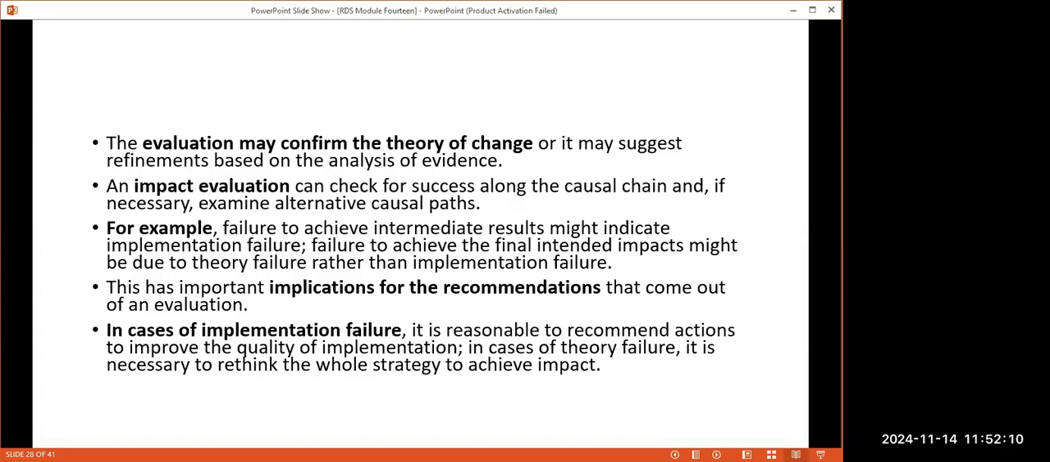Now, the evaluation may confirm the theory of change, meaning it may actually tell us that whatever was expected has actually happened, and therefore it can be used to check for successes along the causal chain. And if not, it can also help us to identify alternative causal paths. So all this is important because by having this clarity, it helps us to come up with a logical or a clear recommendation, which usually comes after an evaluation has taken place.